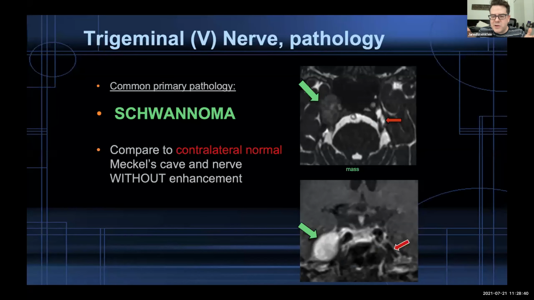So here's a schwannoma, which is again very, very common. So the green arrows point to the rounded mass, asymmetric certainly, and it's avidly enhancing on the bottom image. And the left side is normal. That's Meckel's cave and little nerve fibers without enhancement. Next.